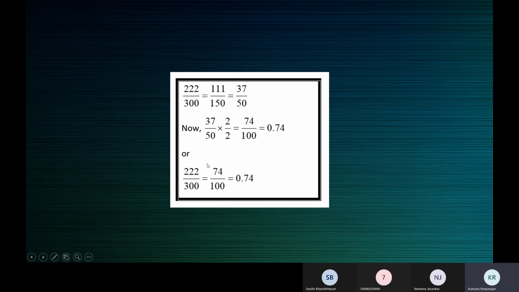Supposing the numerator was 174, then it will be 1.74, because after the decimal point, there should be 2 digits. So 1.74. Okay.